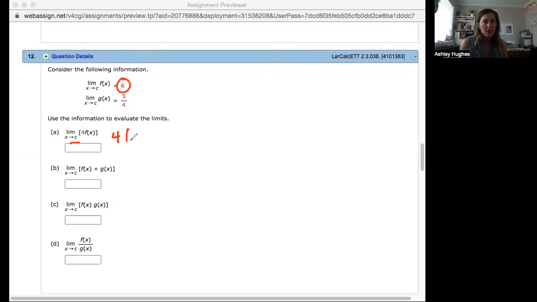4 times f of x, the limit is 6, so this is gonna be 24. This is just f plus g, so you just add these up. That's f times g, so you just multiply them. That's f over g, so you divide them, which is the same as multiplying by the reciprocal.